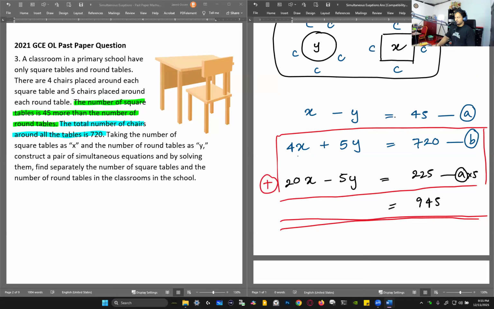5y plus negative 5y is 0. 4x plus 20x is 24x.